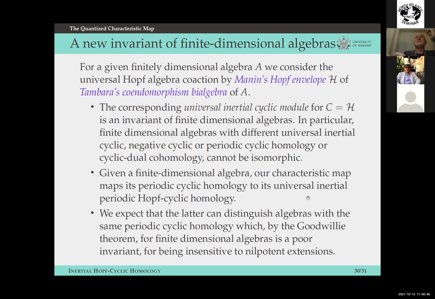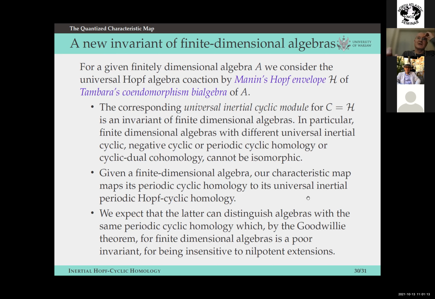Because by the Goodwillie theorem, periodic cyclic homology is invariant under nilpotent extensions. And many algebras, finite dimensional algebras, are constructed in this way. Okay? To distinguish them, we have to use somehow the fact that this universal Hopf algebra coaction is not free.